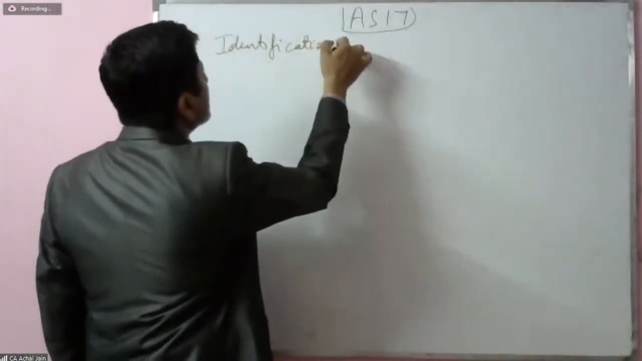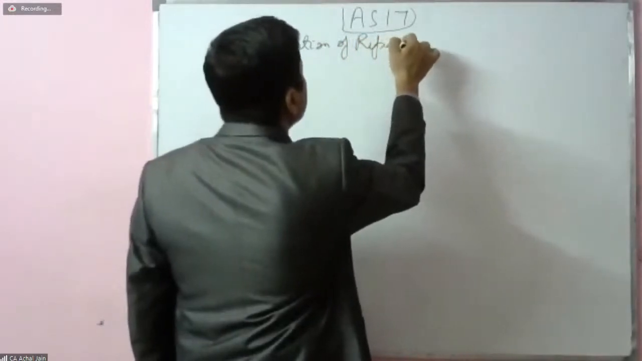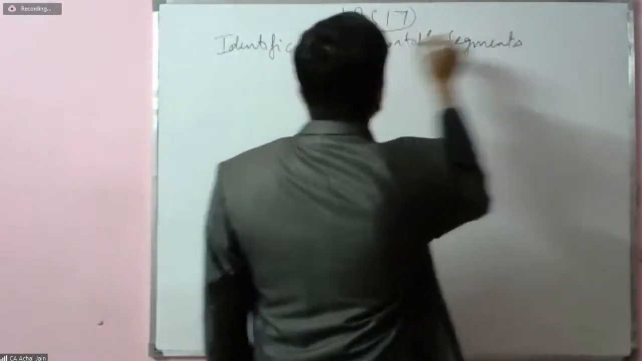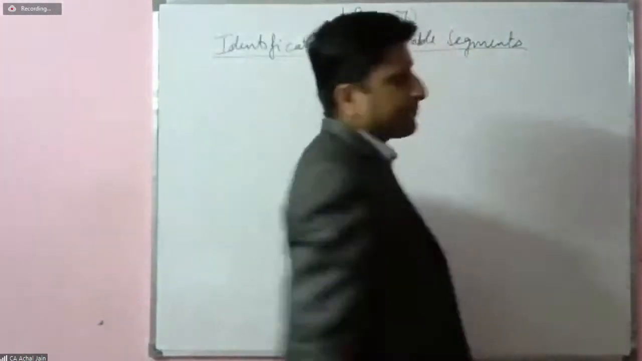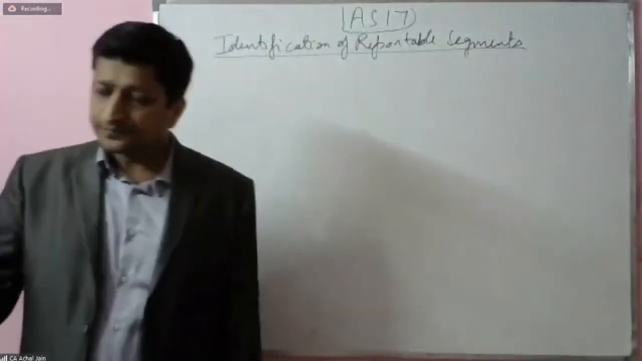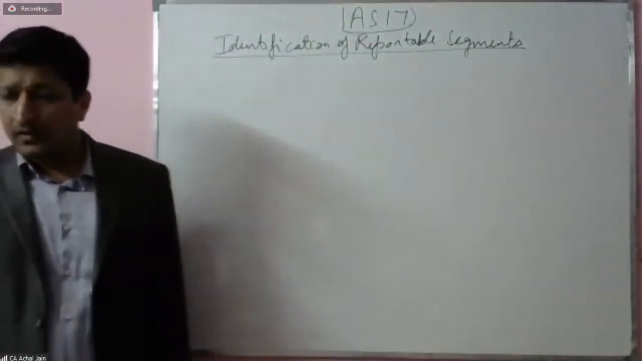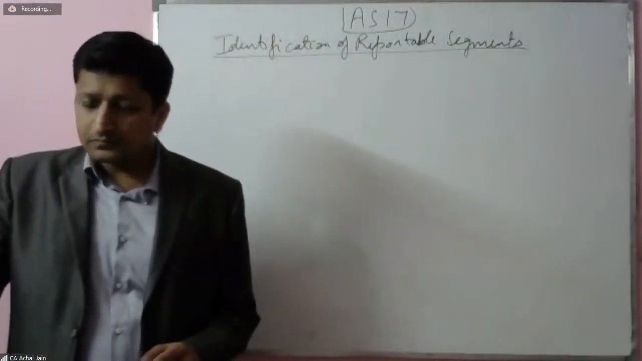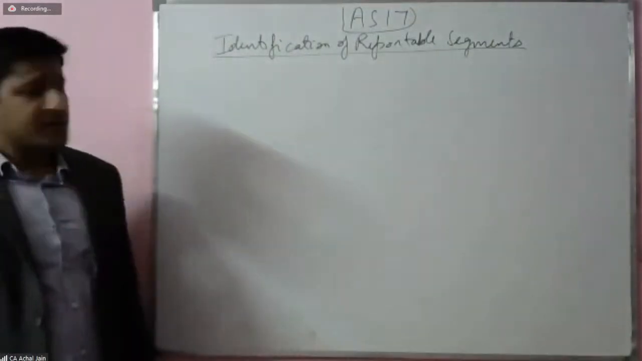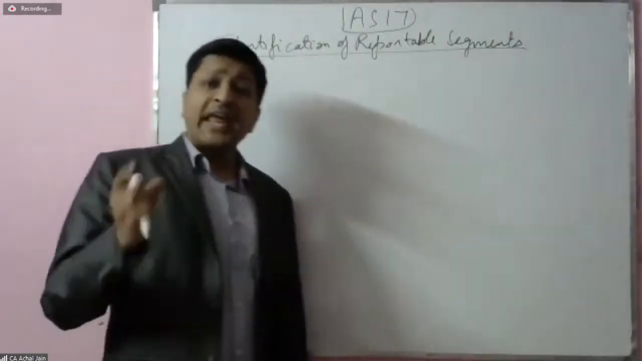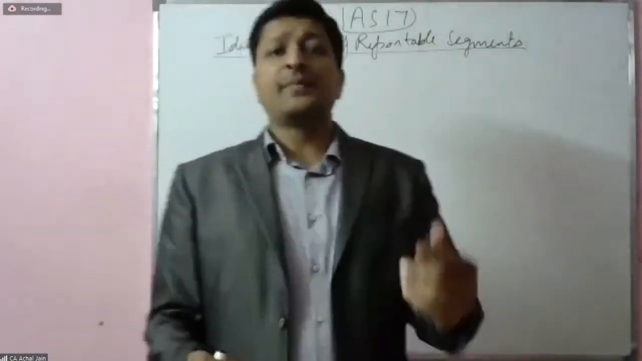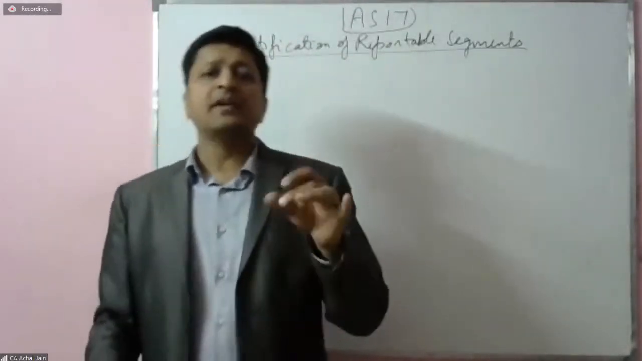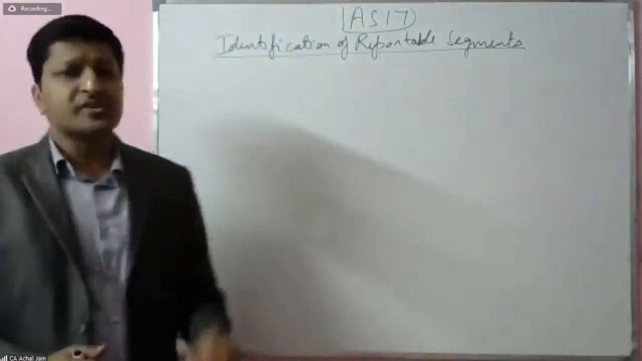Identification of reportable segments. So let's understand what are those criteria. There are three criteria which are given. If any of the criteria is met, I am repeating, if any of the criteria is met, then such a segment will become a reportable segment. So what's the first criteria?